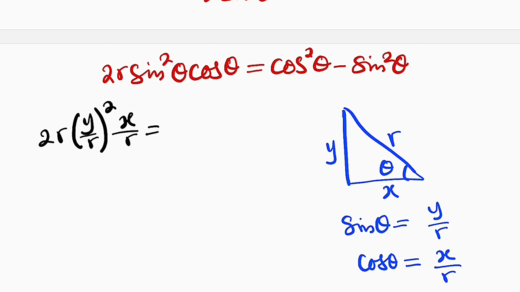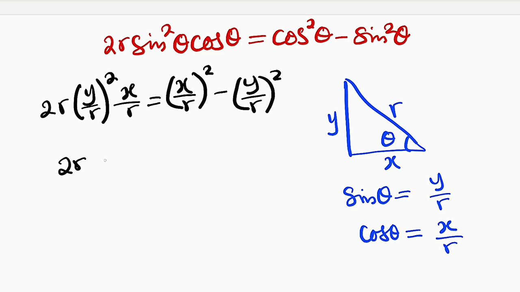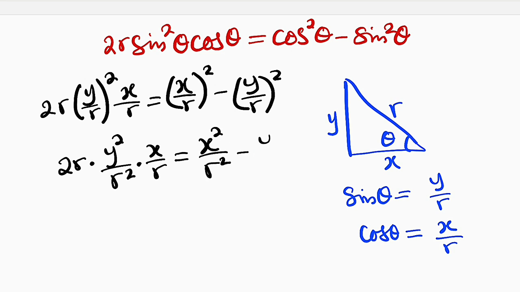This is equal to, we have cosine squared theta, which is x divided by r whole squared, minus sine squared theta, which is what? Y divided by r also squared. So we have 2r multiplied by y squared divided by r squared times x divided by r. This is equal to x squared divided by r squared minus y squared divided by r squared.